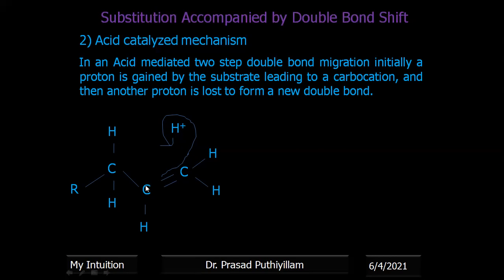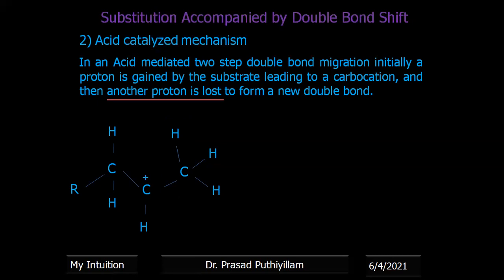If this H plus added to the second carbon, then this carbon will get a positive charge, and it is a primary carbon. It is connected to only one carbon or one alkyl group. So it is a primary carbon. A primary carbocation is less stable than a secondary carbocation. Therefore, even though an intermediate is formed, the reaction always follows the path in which more stability is there. Therefore, compared to the primary carbocation, the secondary carbocation formed is more stable.